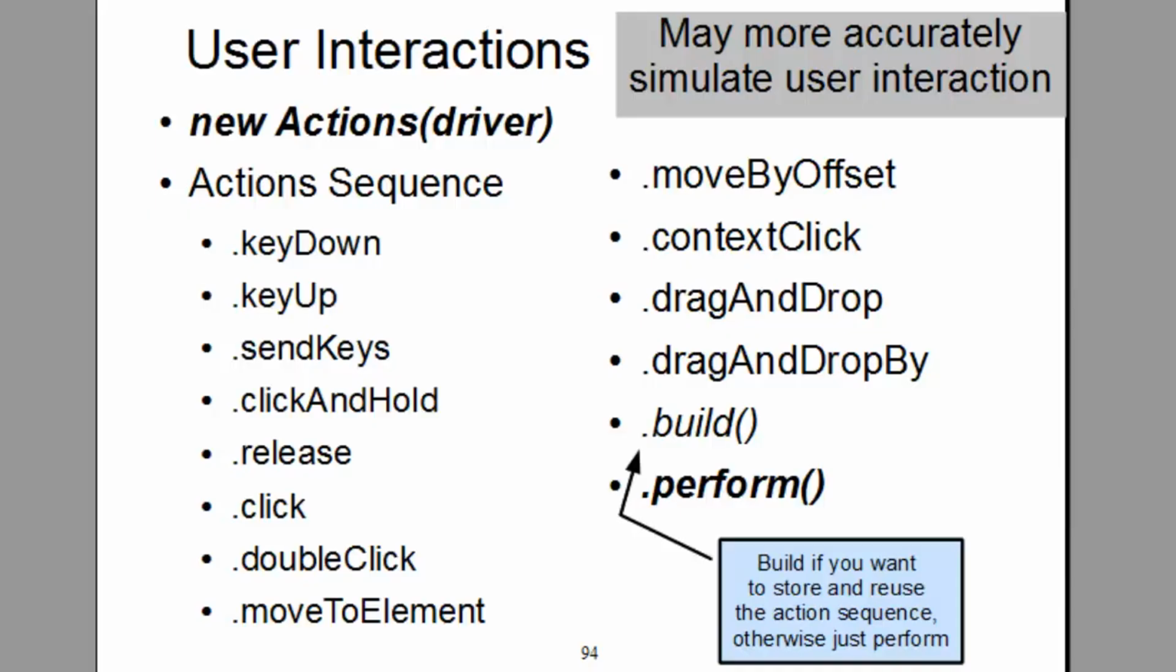Now, if you want to create an action sequence and use it later, that's when you use the build command, because build will create that action sequence ready for you to do a perform later on. If you just want to use it straight away, just do a perform, because a perform will also do a build before it does the perform statement.